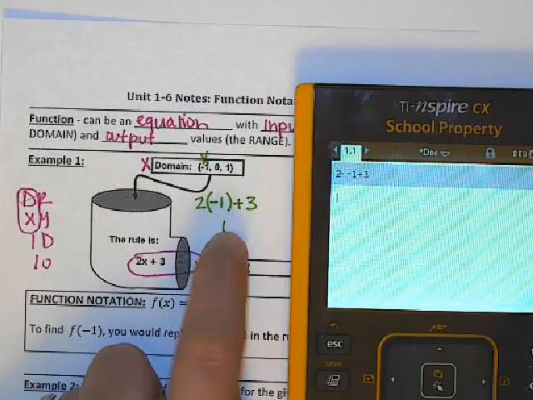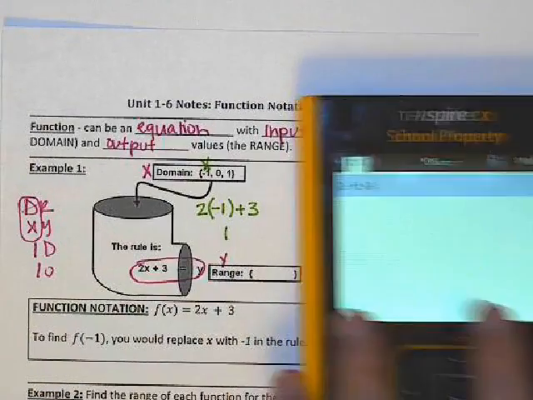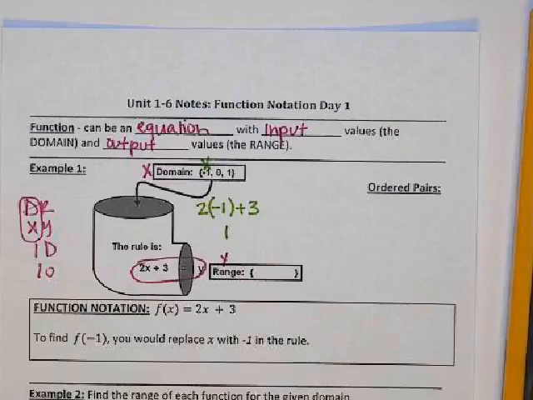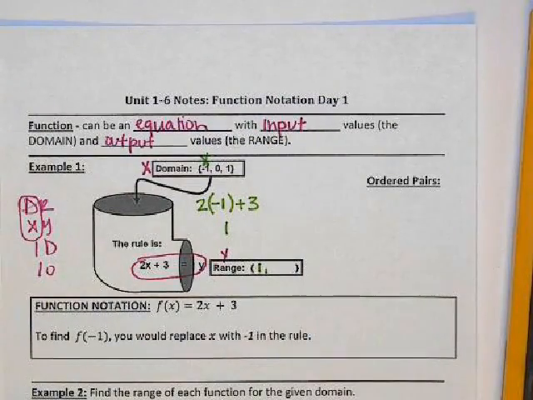Oh, why? I already put the x. The x is -1. My y is my answer, which is going to be, oops, sorry, that's going to be my range. So 1 right here. So I'm going to write that. Does everybody see where I wrote the 1 under range? Okay. Now, how many x's do I have? 3. I've got 3 x's.